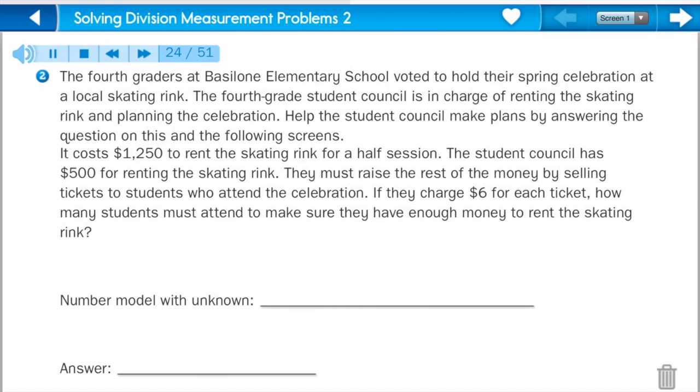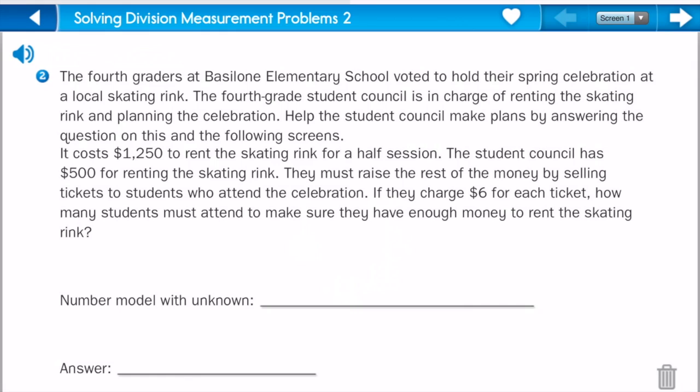It costs $1,250 to rent the skating rink for a half session. The student council has $500 for renting the skating rink. They must raise the rest of the money by selling tickets to students who attend the celebration. If they charge $6 for each ticket, how many students must attend to make sure they have enough money to rent the skating rink? Number model with unknown. Answer.